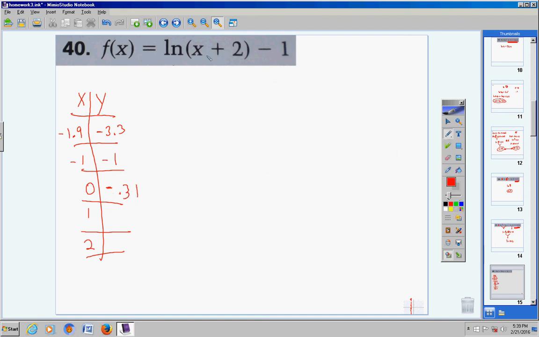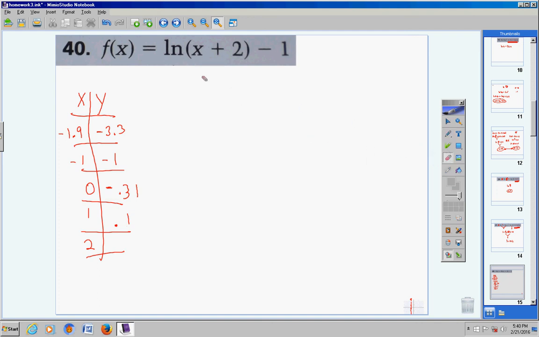Okay, next we're going to put 1 in for x. So put a 1 right here. What's 1 plus 2? 3. So the natural log of 3, close your parentheses, minus 1, is going to give you 0.098. We're going to round it to 0.1. And then lastly, we're going to substitute 2 into the logarithm.